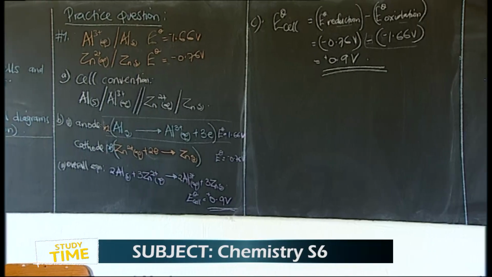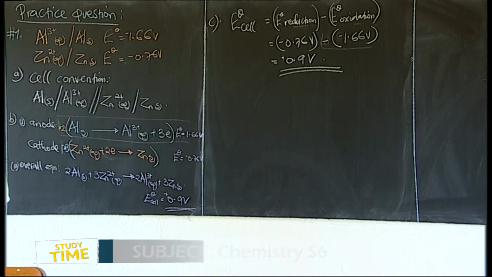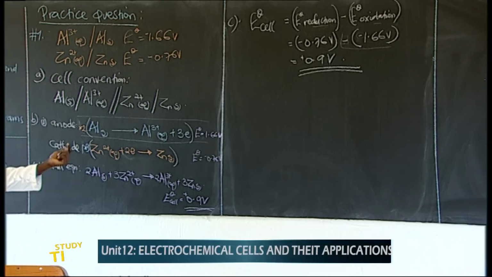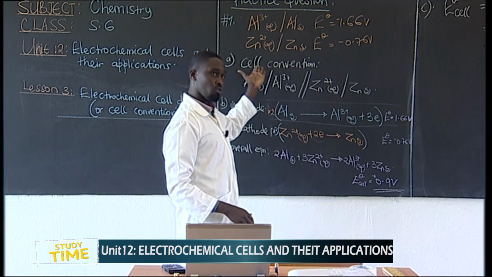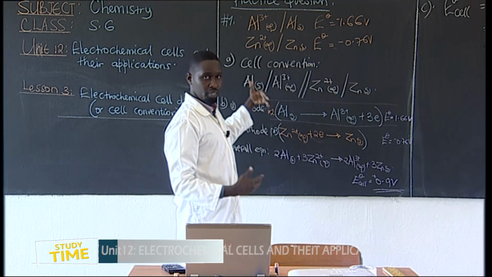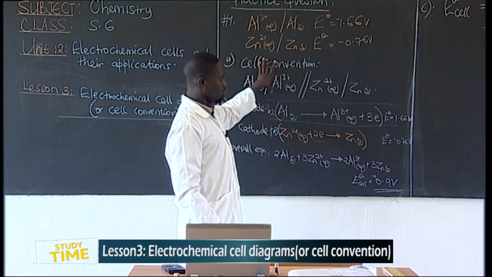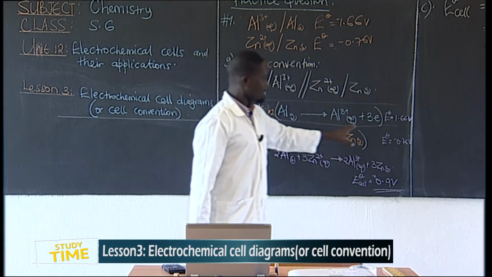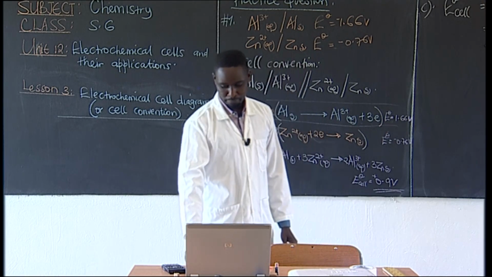So that is it in terms of the calculations and determination of the potential difference for a cell. And in terms of the cell notation, how do you depict a cell on paper? That is the cell notation. What do those signs imply? That is what they imply.